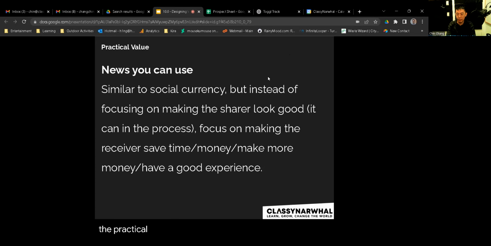On the practical value side, the second P, he talks about it as a mirror to social currency. Social currency is focused on the sharer. Practical value is focused on the receiver. How can you give the receiver something that is beneficial? Because if there is some practical value in your campaign, product or service, people will want to share it with someone else because they know it will be valuable to that person. Make sense? So what's that news that you can use?